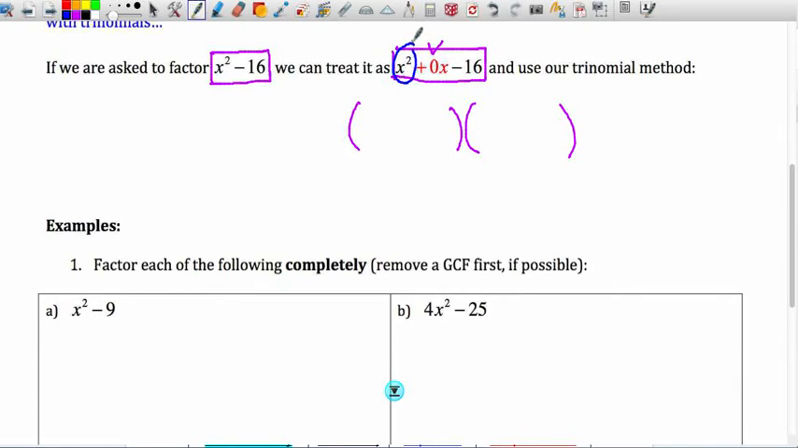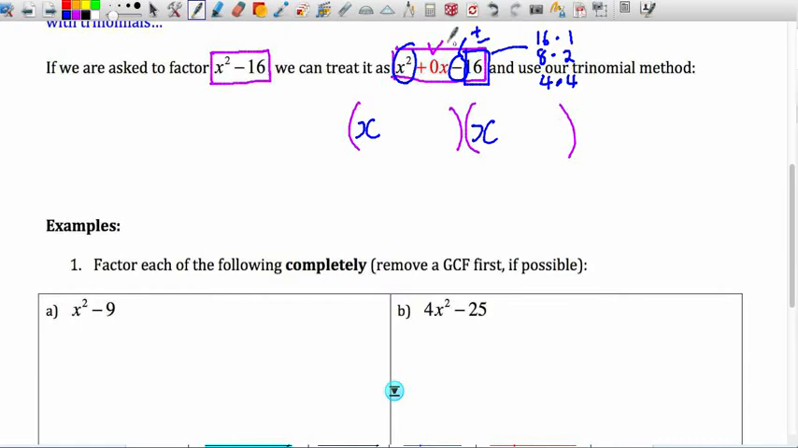So if we look at x squared and we say what times what gives us x squared, well, it's got to be x and x. If we look at what times what gives us 16, well, we know that the factors of 16 are 16 times 1, 8 times 2, and 4 times 4. We look at the signs. That is a negative, which tells us that what we need is 1 plus and 1 minus.